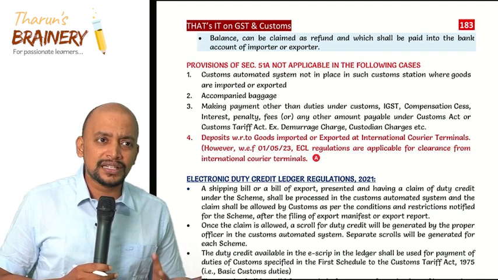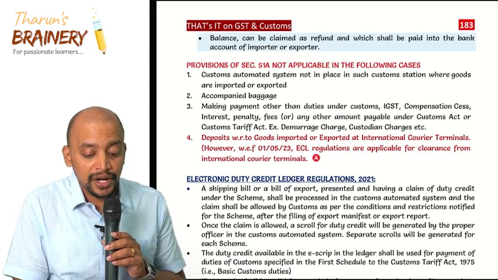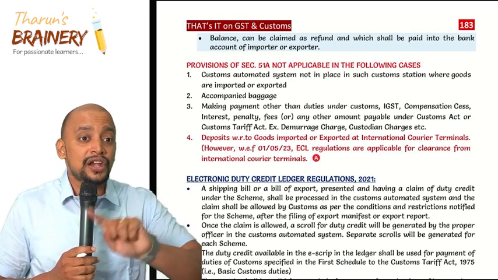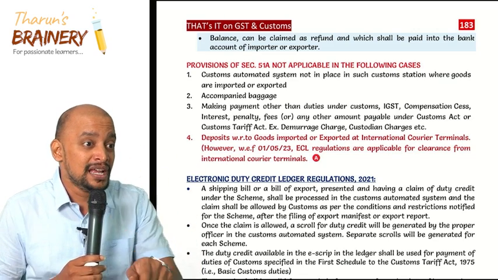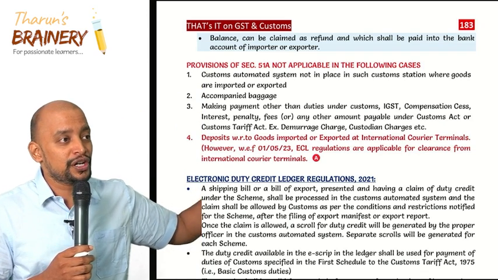So then what about other amounts? These are all the amounts we have now. No, we have demurrage charges, we have custodian charges. These are the charges not payable to the customs department. These are the charges payable to Port Trust Authorities or Airport Authority of India.